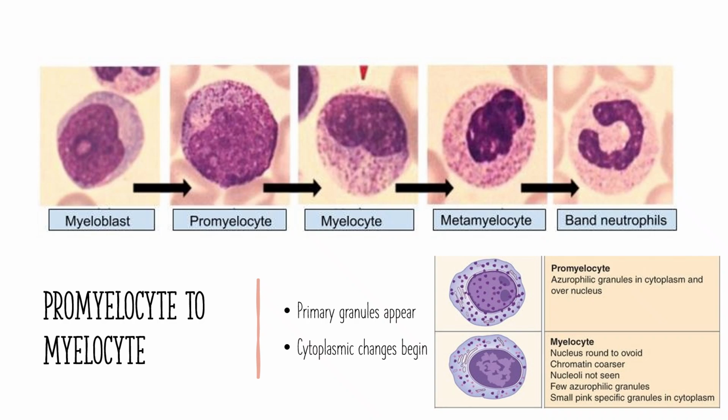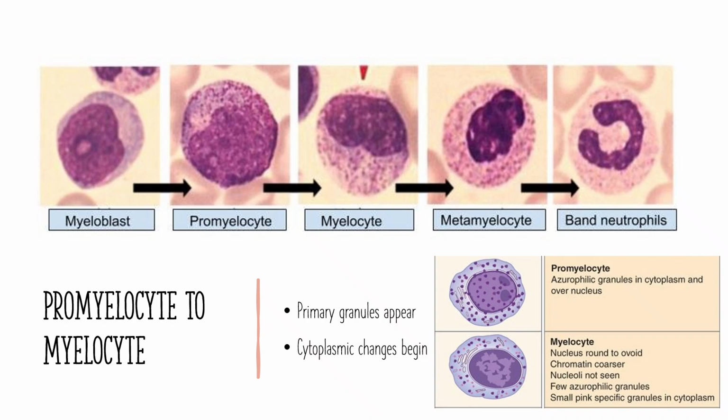As the cell transitions into the myelocyte stage, several key changes occur. The nucleus becomes more round or oval, the chromatin becomes coarser, and nucleoli disappear. Specific secondary granules begin forming. This is a critical moment because lineage commitment becomes visible. Depending on granule characteristics, the cell begins differentiating towards neutrophil, eosinophil, or basophil pathways. From a laboratory standpoint, this stage is where staining quality really shows its value. Granules must be distinguishable without obscuring nuclear detail.